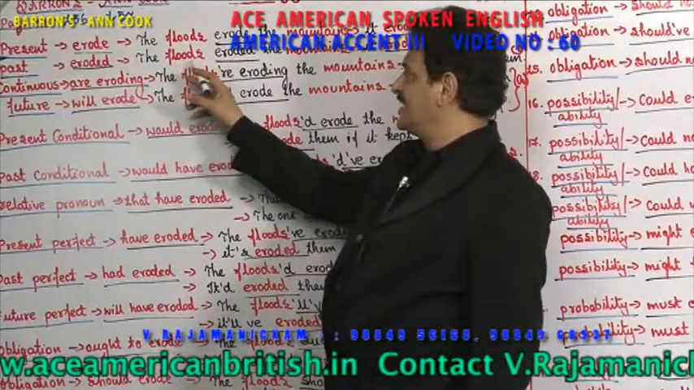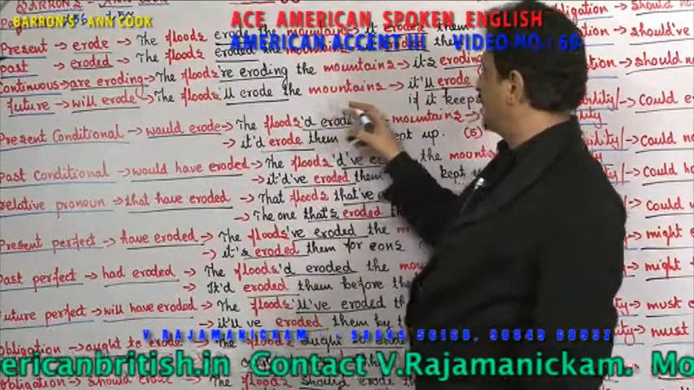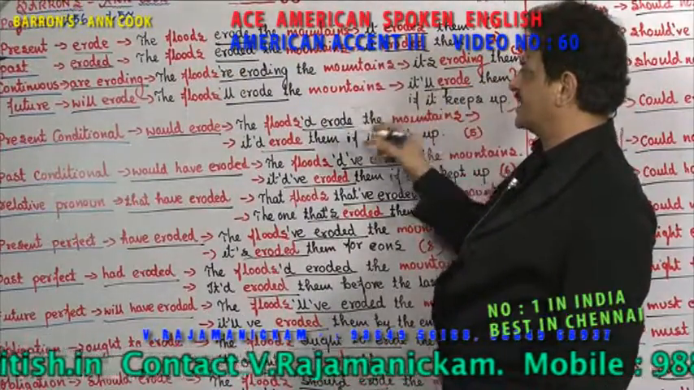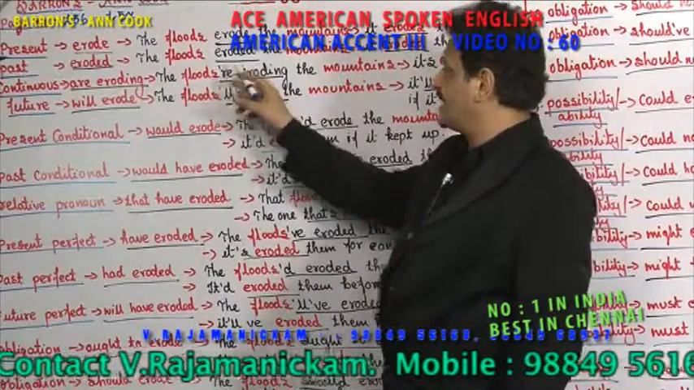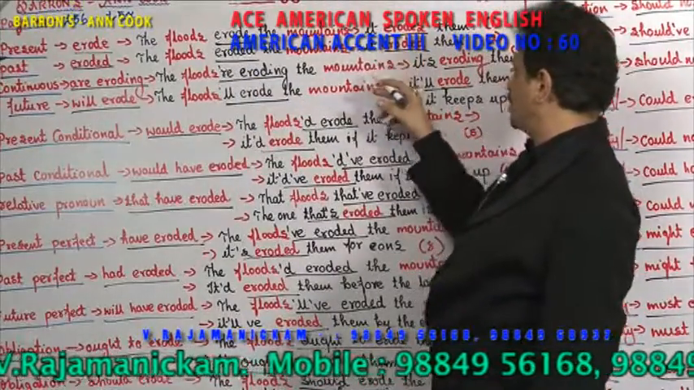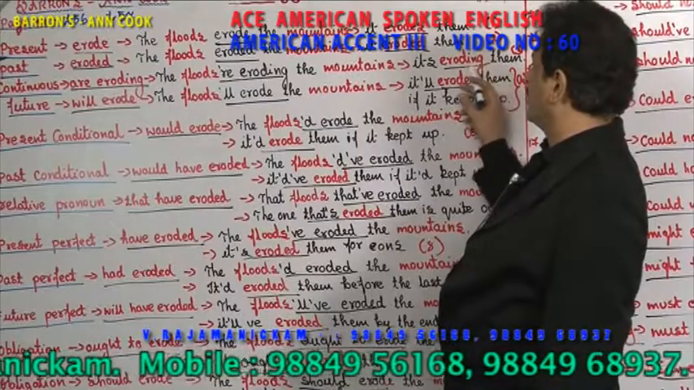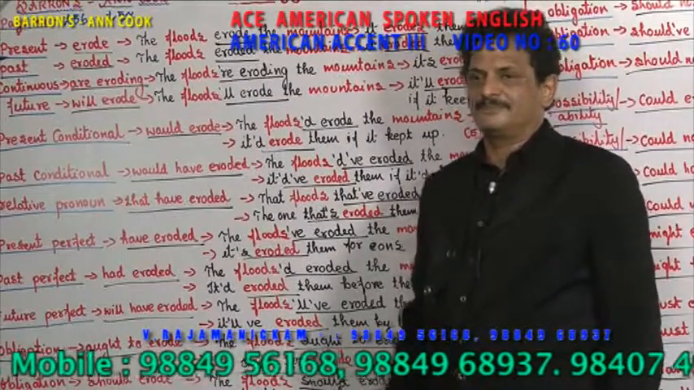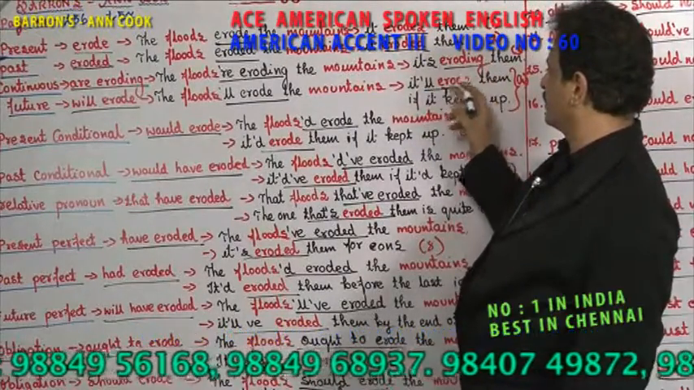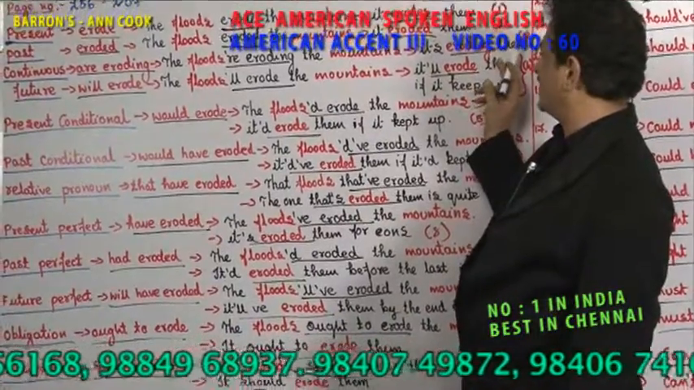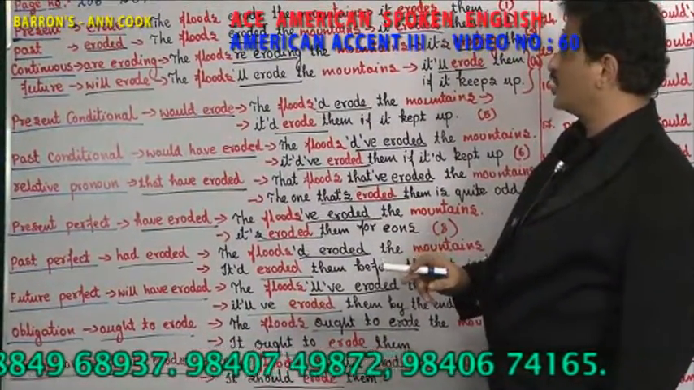Past tense: the floods eroded the mountains. It eroded them. Past continuous: the floods are eroding the mountains. It's eroding them. Now you're stressing on eroding, because of pronouns. Instead of floods you have it, instead of mountains you have them.